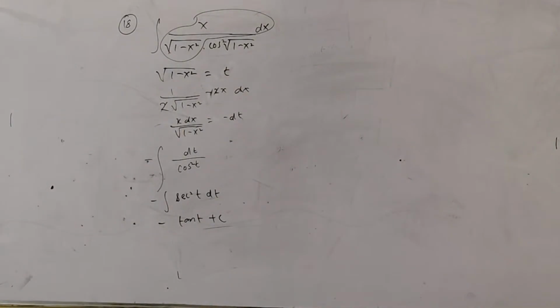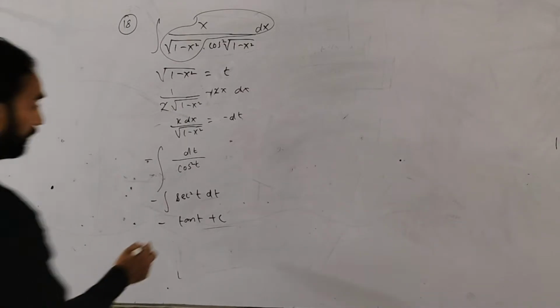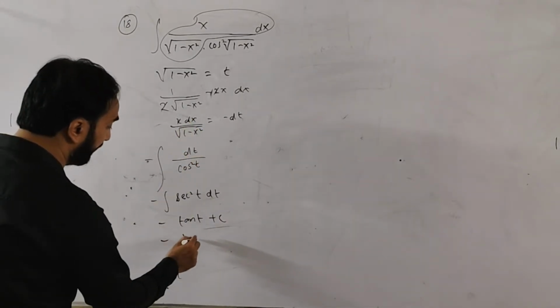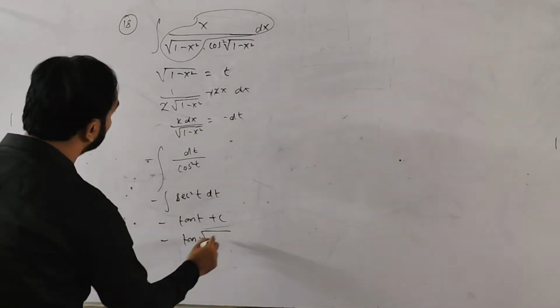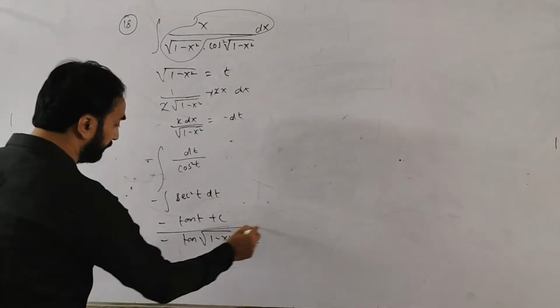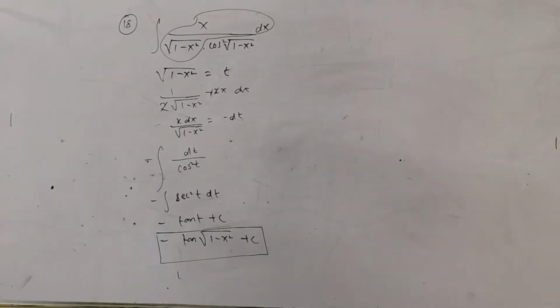Write it down so that we can move to problem number 19. One final replacement: minus tan t is what we have assumed, 1 minus x square. This will be the final answer. I hope 18 is done. Can we move to 19th?